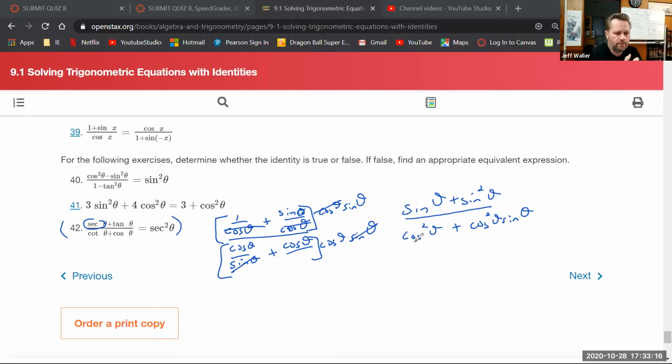This might not be the smartest way to do this, but this is the first thing I thought of. And notice on the top, I can take a sine theta out. I'm left with 1 plus sine theta. And on the bottom, I could take a cosine squared out, and I'm left with 1 plus sine theta. That's encouraging.